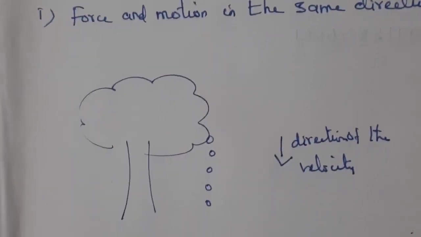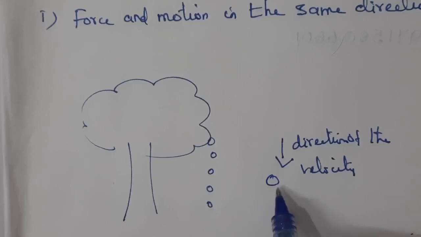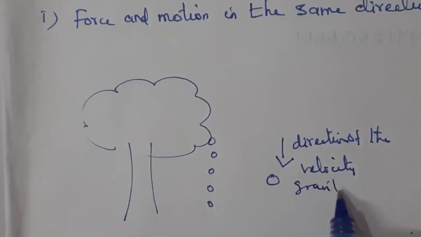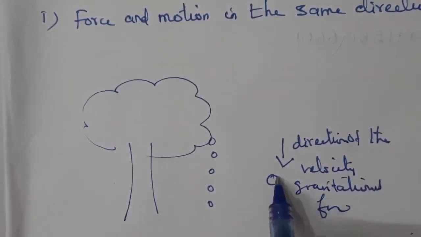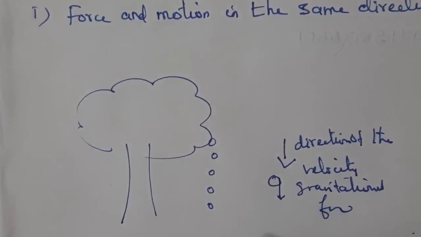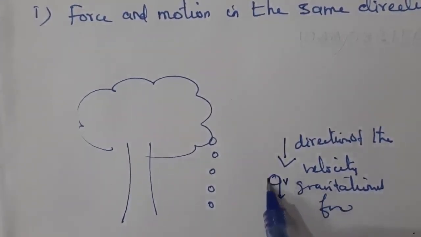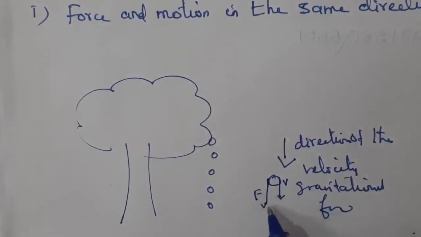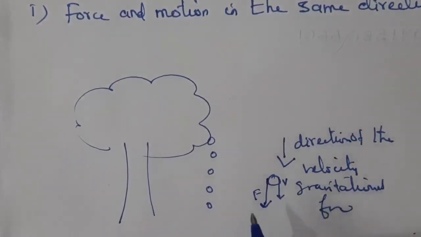Also, the gravitational force acting towards the earth, that is also acting downward. So the velocity is acting downward, and the gravitational force is also acting downward. Here the force and the motion are in the same direction.